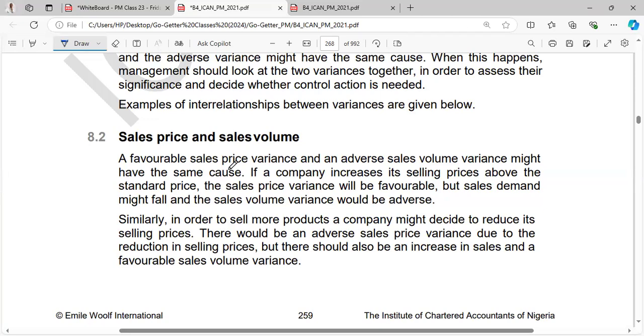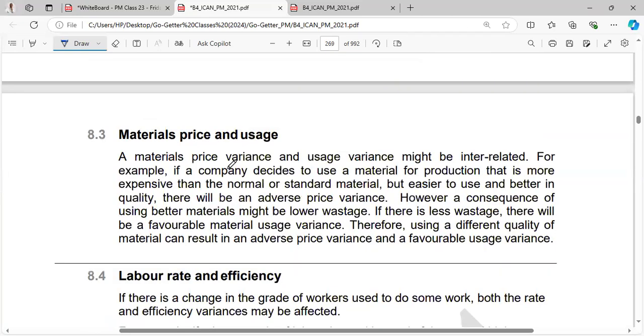Now look at material price and material usage. I said that before when we are saying material price and usage, a material price variance and usage variance might be interrelated. For example, if a company decides to use a material that is more expensive than the standard, of course, the price variance will be higher, which is adverse, but it will go into better quality. Wastage will be reduced, so the usage variance will be better.